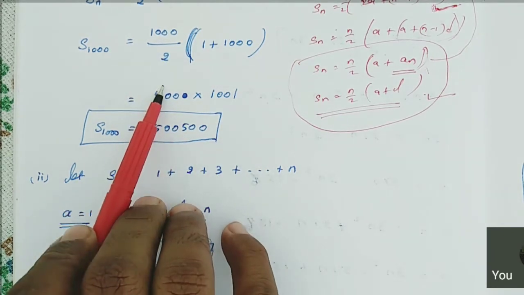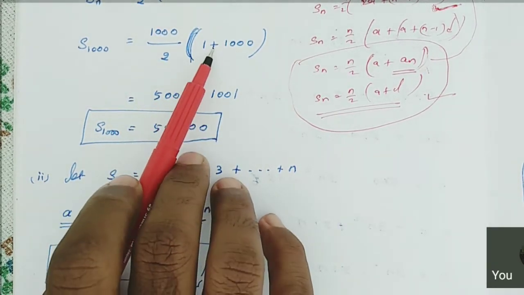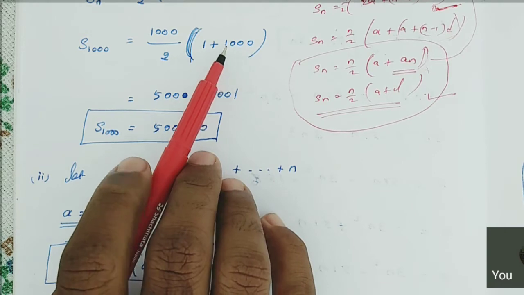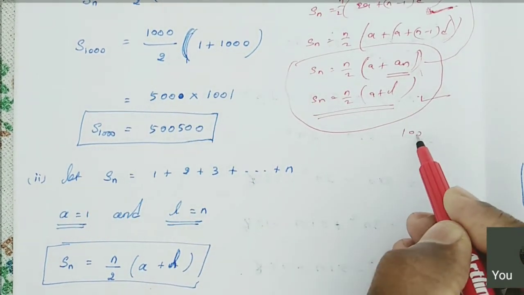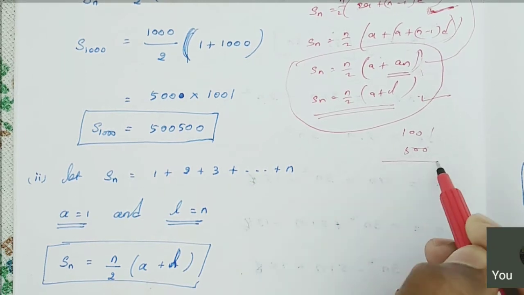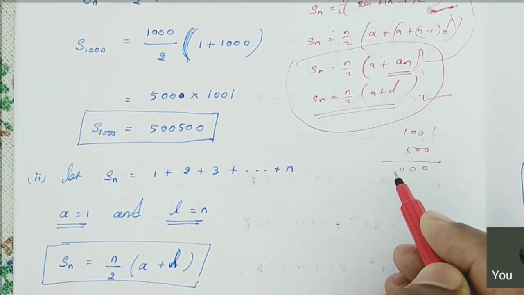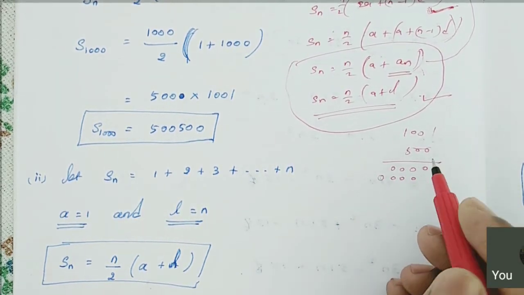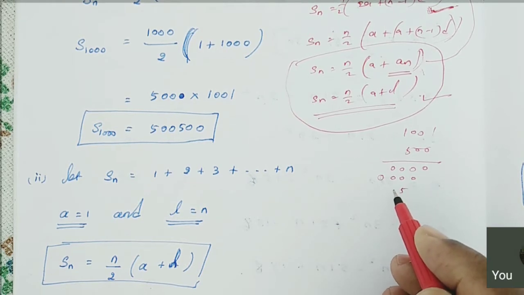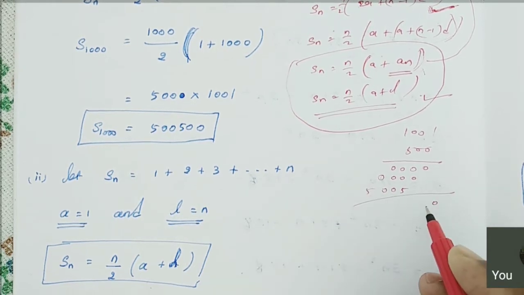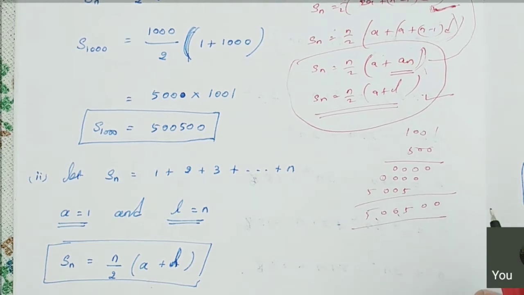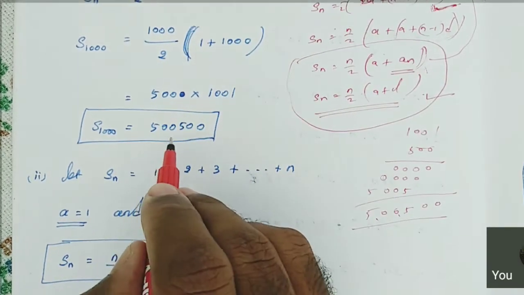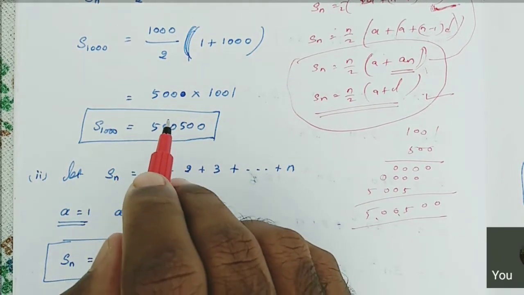So 1000 by 2 becomes 500 into (1 plus 1000), which is 1001. Now you can multiply. 1000 by 1 and 500: 5 ones are 5, so 500,500. That is 5 lakh 500. So 5 lakh 500 is the sum of the first 1000 terms. Are you clear?